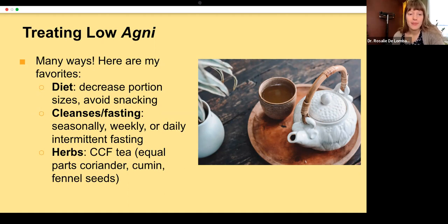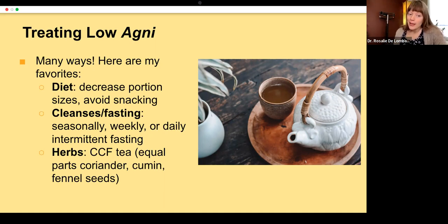Cleanses and fasting have been used in many societies for many eras, and it's something we don't commonly see or do in our Western society. But seasonal cleanses are a big part of Ayurveda. Weekly cleanses even, or you can consider a daily intermittent fasting, where we're just extending the fast from our sleep time, a couple of extra hours on each end. That's what's known as intermittent fasting, to help boost the Agni.